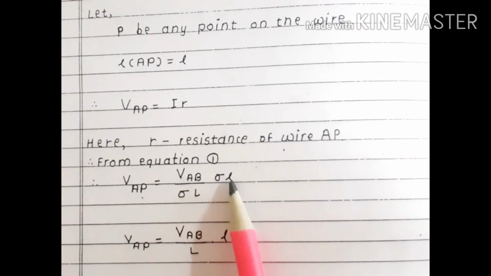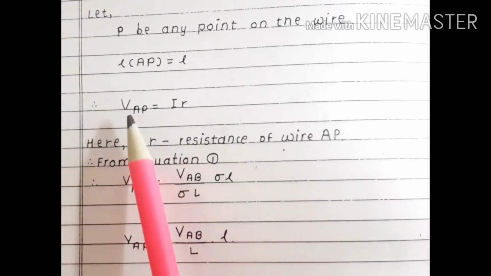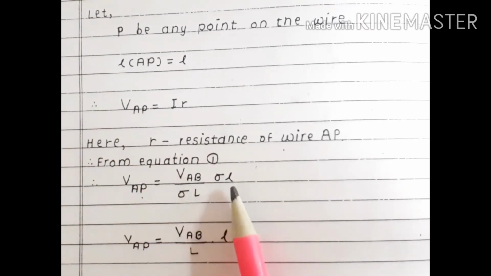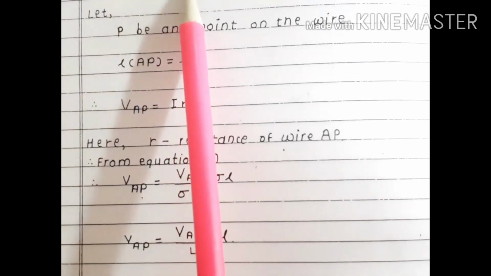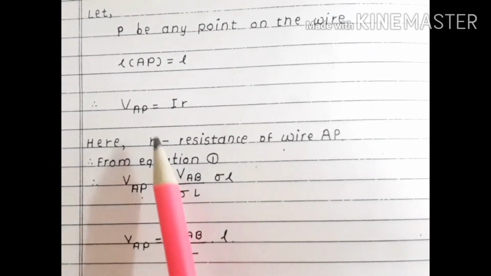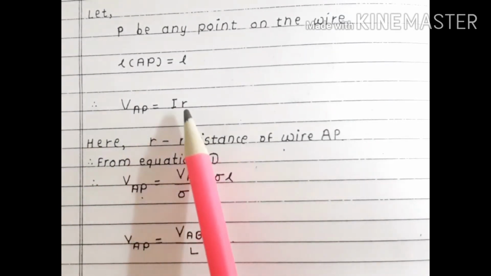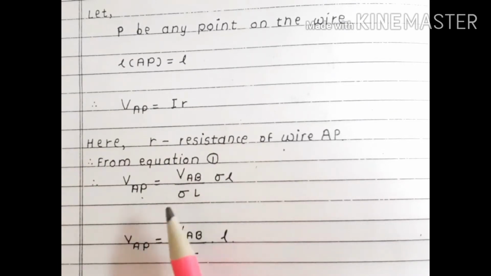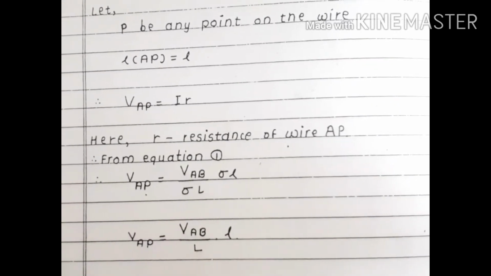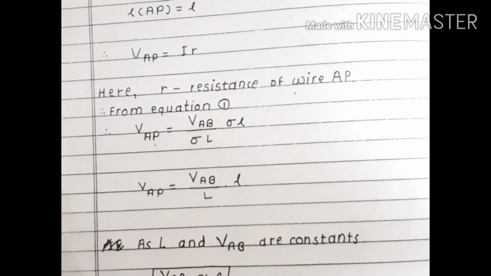If we multiply sigma by small l, we definitely get the resistance of wire AP, because small l is the length of wire AP. The formula for current is put up here. VAP is equal to VAB divided by sigma L, and small r is replaced by sigma into small l. This sigma gets cancelled, therefore the remaining terms give VAP is equal to VAB divided by capital L into small l, where capital L is the total length of the wire.